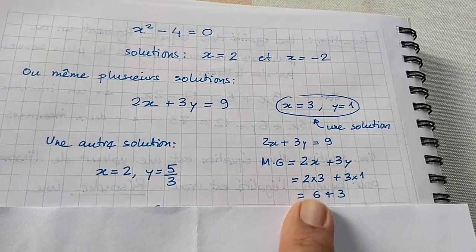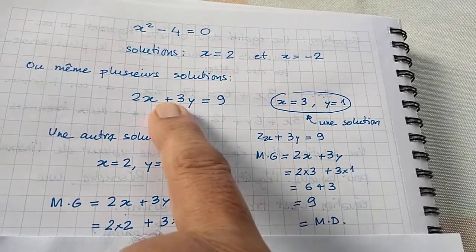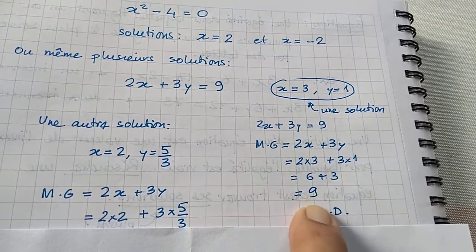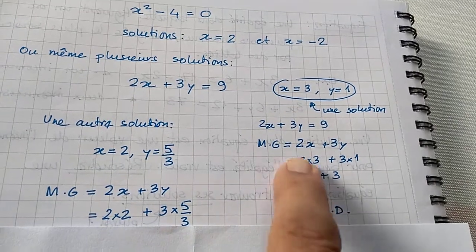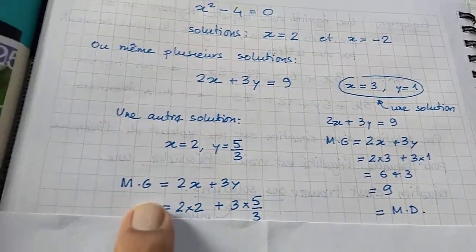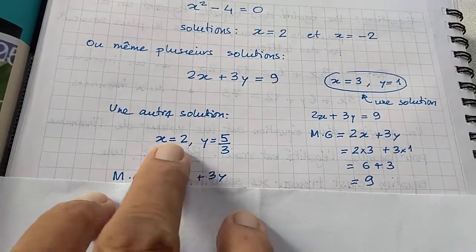Oh, this is where I did that. Sorry. This is, I did it verbally, but I have actually written it out. Membre gauche est égal à, finalement, membre droite, quand on prend x est égal à 3 et y est égal à 1. Une autre solution, x est égal à 2, y est égal à 5 sur 3.